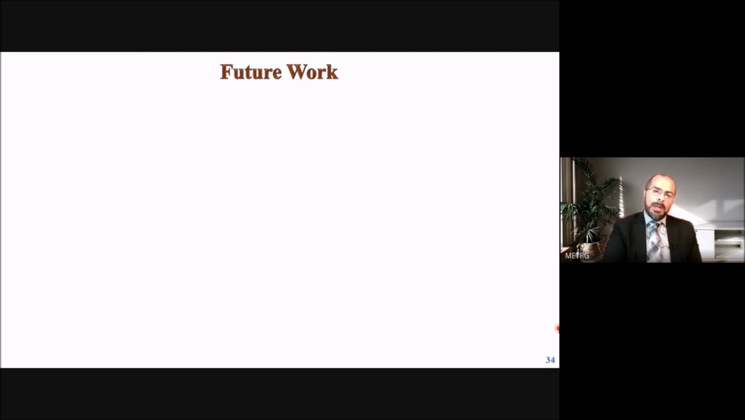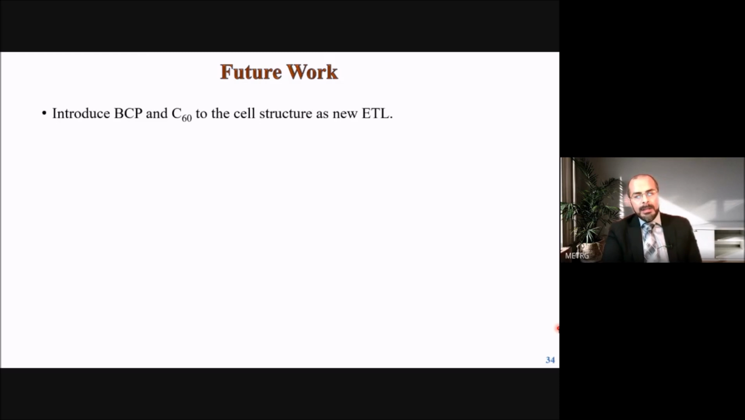Future work. What I suggest, if somebody is interested in this work and needs to proceed, is that there are different materials we can use. Actually, I haven't done this research, but I'm suggesting that if somebody needs to take the lead and do this research, they could use BCP and C60, which are fluorine-based carbon materials, in the cell as an electron transport layer.